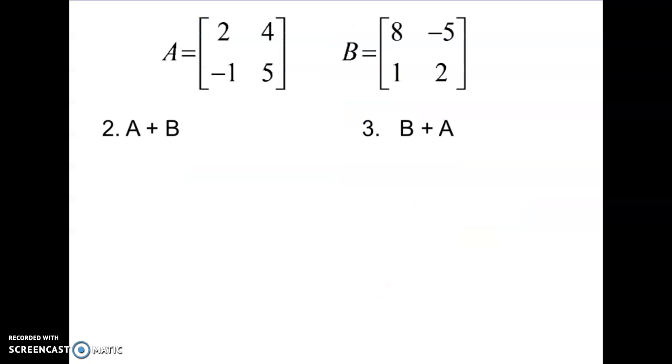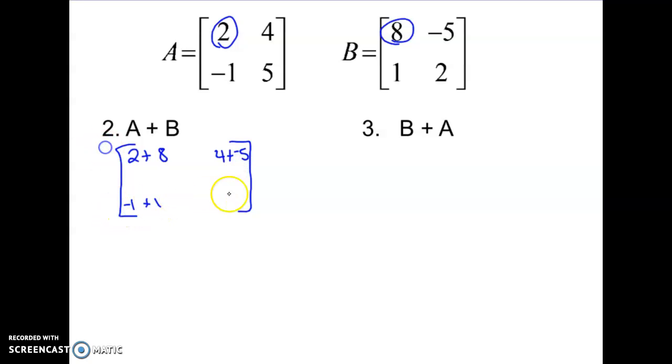If I want to add A plus B, so what I'm going to do is take all the items that were in the first row and first column and combine them. So A plus B becomes 2 plus 8 in that first one. First row, second column would end up being 4 plus -5. Then we'd have -1 plus 1 and 5 plus 2.